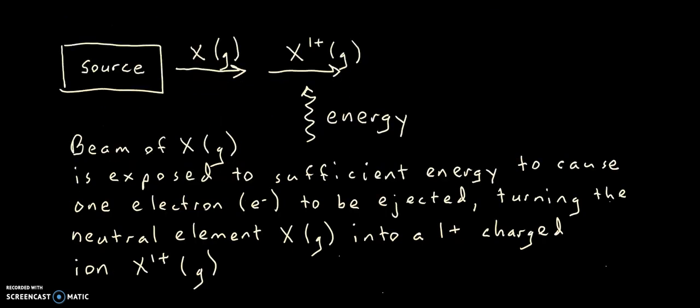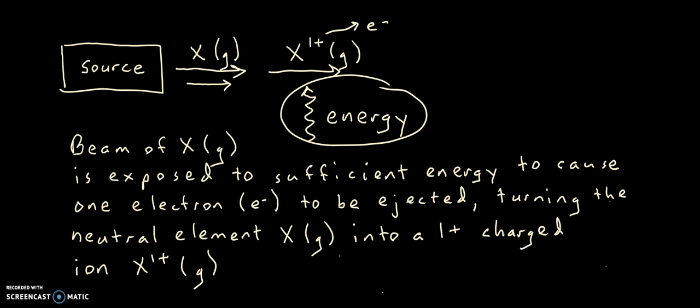As the beam of X, our neutral element in the gaseous state, leaves the source, it's exposed to a source of energy. The energy causes an electron to be ejected from the neutral atom, and it turns the neutral atom into a 1 plus ion.